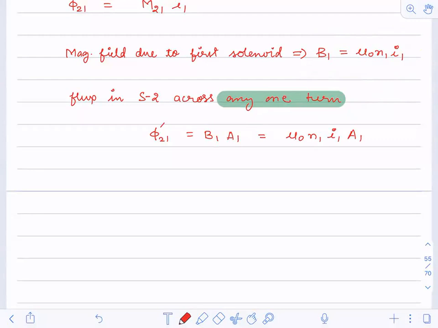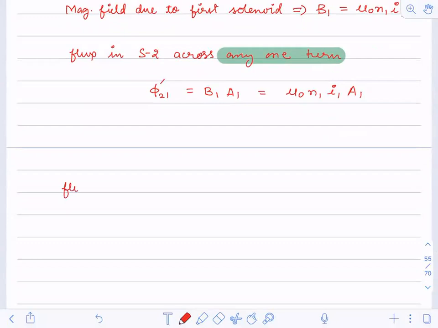Okay. Now, flux through total, okay, total flux. So I am writing it as total flux through S2. Due to one turn, it is this. For total, what shall I write?